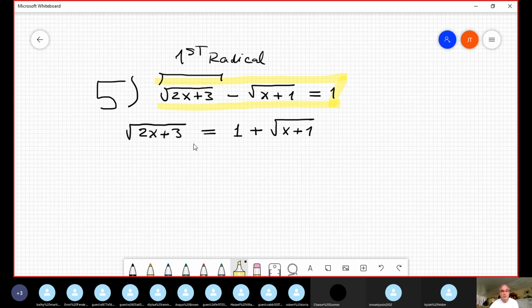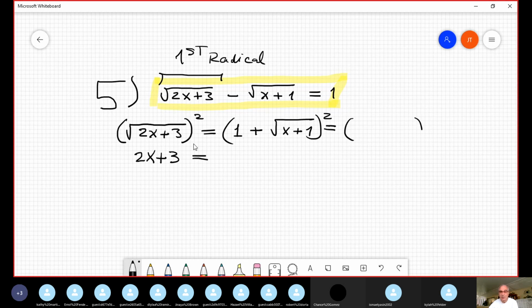Okay? Now square both sides. Square is fantastic, because the square allows us to eliminate the radical, because at least we have only one radical left. And you FOIL. I prefer to copy like two binomials.